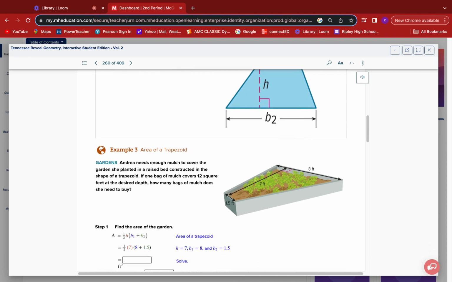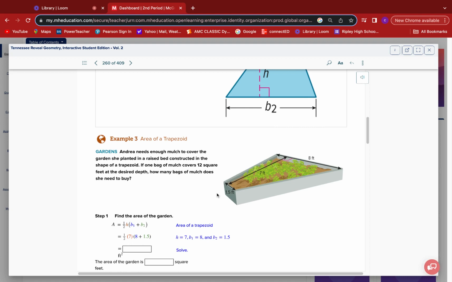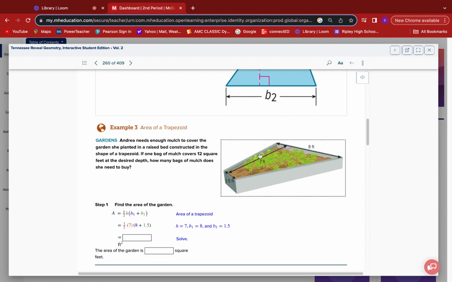All right, example number 3. Here we go. We have a word problem, and it looks like they need enough mulch to cover the garden. It's a raised bed, and I see we have one bag that will cover 12 square feet, and they want to know how many bags. Well, first off, we have to find the area, and the formula is right here: 1/2 the height, being the 7, times base 1 plus base 2, and the bases are the parallel sides, the 1.5 and the 8.